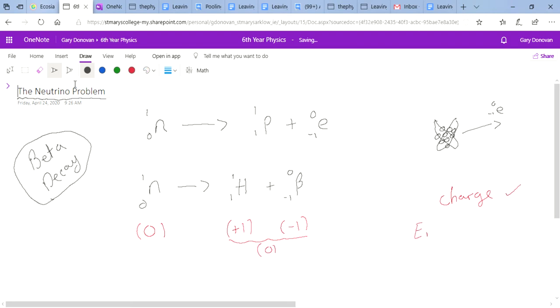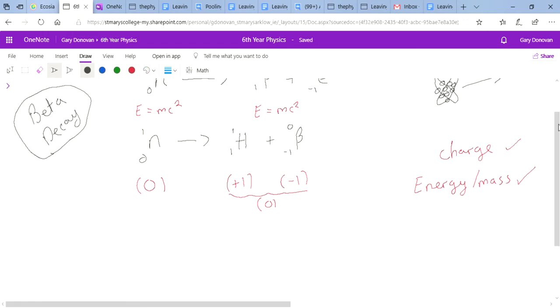The next thing they wanted to check was conservation of energy and mass. Basically they look at how much energy is here using E equals mc squared, how much energy is here using E equals mc squared, and maybe if there's kinetic energy involved as well. And when they looked at it, that looked fairly okay. Now they weren't exactly the same, but as you know, in any experiments there's always a little bit of uncertainty. So you might have a small difference, but you can usually put that down to experimental error. Then they looked at momentum. And when they looked at momentum, they found that actually momentum wasn't conserved. The momentum before was not equal to the momentum after.